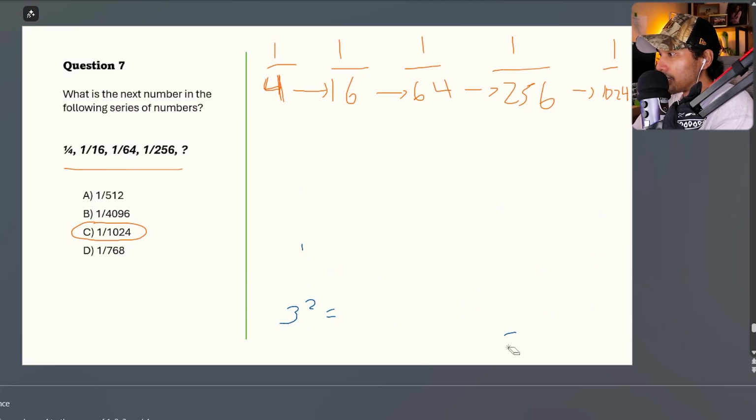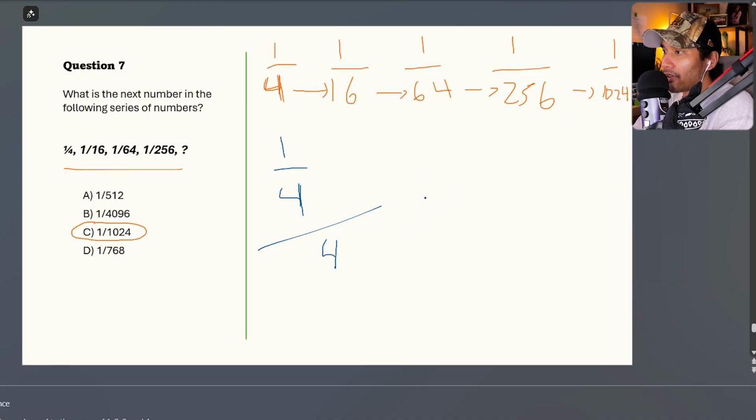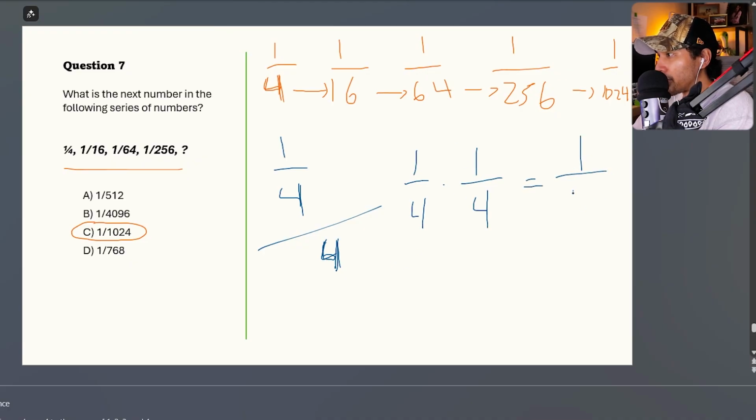Another way to look at this is you just divide everything by 4. So to get from 1/4 to 1/16, it's 1/4 divided by 4. And if you know the rule about dividing, it's just multiplication. 1/4 divided by 4 is just going to be 1/4 times 1/4. You just flip the equation and then you multiply, and it's 1/16. That's how it works.